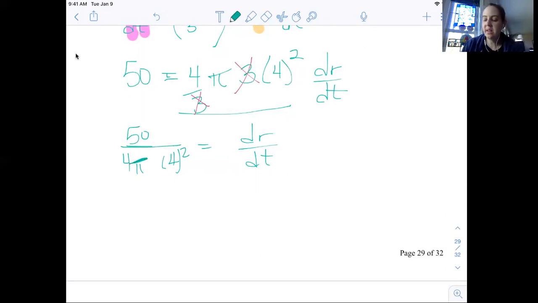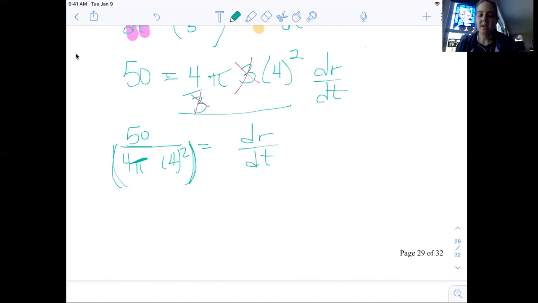So in your calculator, you can convert this to a decimal. Just be very, very careful to use parentheses around the denominator. Otherwise, order of operations will fail in your calculator. So you want to make sure you put them all in. I'll show you how I do it. I have 50 divided by left parenthesis 4 pi times 4 squared. I'll show you. I don't know if you can see that. So there's my extra parentheses around the denominator.